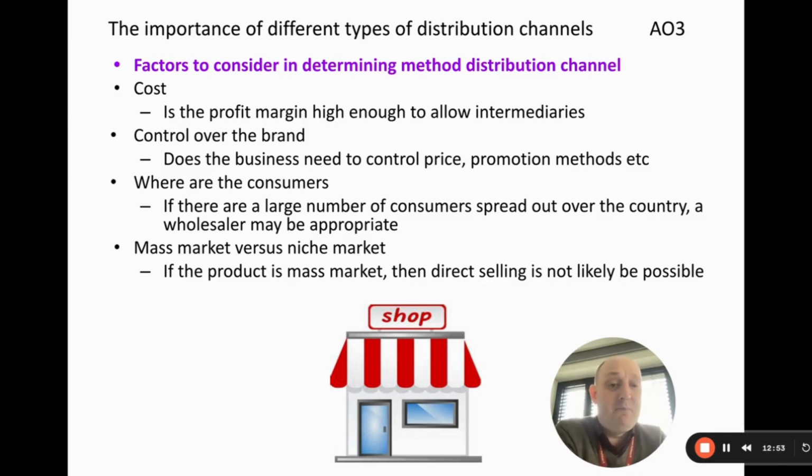One final thing, it completely depends on the product. And so for some products, one distribution channel might be more appropriate. So you need to look at the product first.